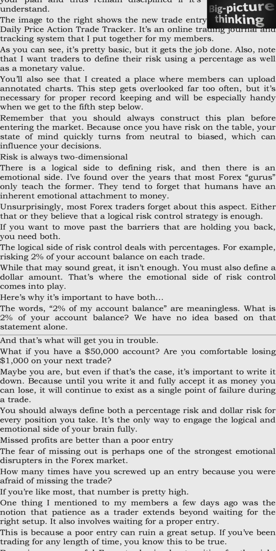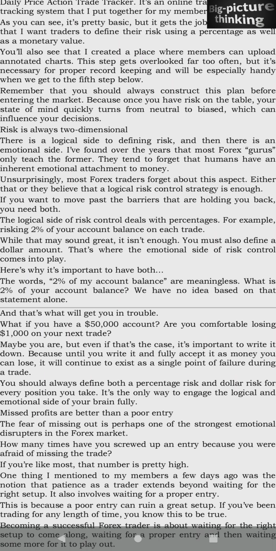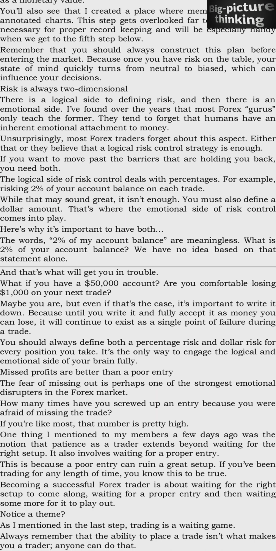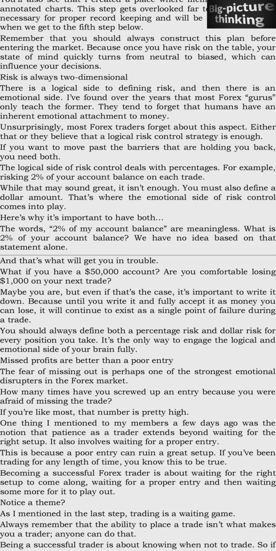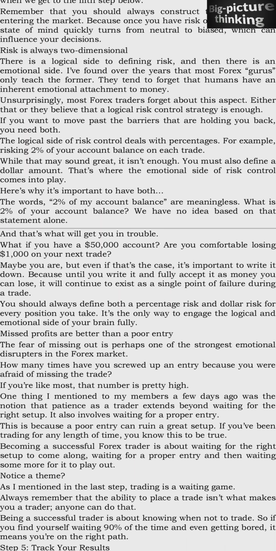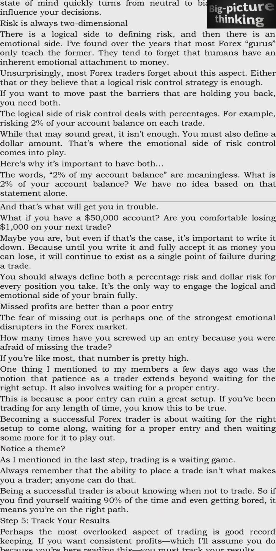The logical side of risk control deals with percentages. For example, risking 2% of your account balance on each trade. While that may sound great, it isn't enough. You must also define a dollar amount. That's where the emotional side of risk control comes into play. Here's why it's important to have both. The words 2% of my account balance are meaningless. What is 2% of your account balance? We have no idea based on that statement alone. And that's what will get you in trouble. What if you have a $50,000 account? Are you comfortable losing $1,000 in your next trade? Maybe you are, but even if that's the case, it's important to write it down.